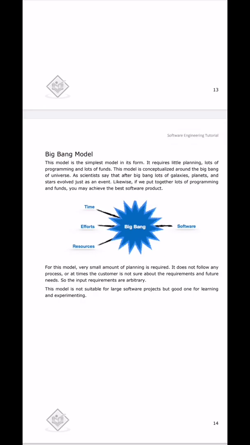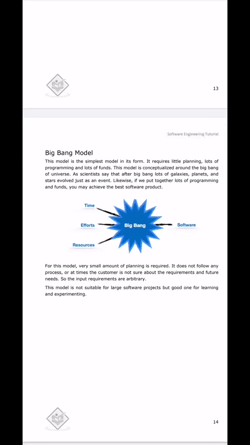It requires little planning, lots of programming, and lots of funds for its completion. Because there is no planning and no organized work, it needs a large amount of funds. This model is conceptualized around the Big Bang theory of the universe. A scientist said that after the Big Bang, lots of galaxies, planets, and stars evolved just as an event. Likewise, if we put together lots of programming and funds, you may achieve the best software product. It is their theory. But remember, my dears, that basically three main things, time, effort, and resources, are utilized in this model, and the product is tried to be achieved.